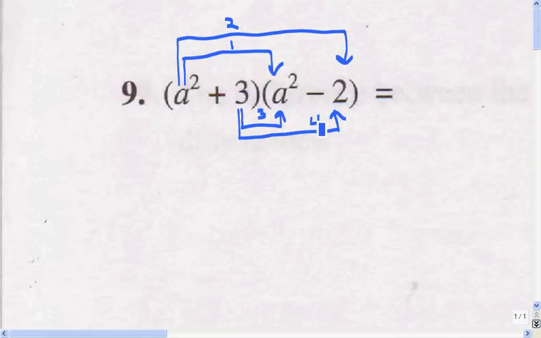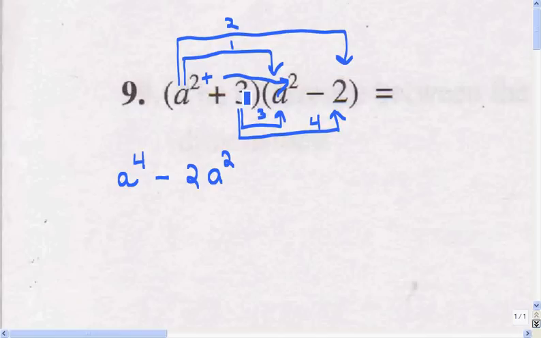Okay, so we're going to do number 1 first. So that's a squared times a squared equals a to the fourth, because when you're multiplying, remember you add the exponents. And then we're going to do number 2. A squared times negative 2 is a negative 2a squared.